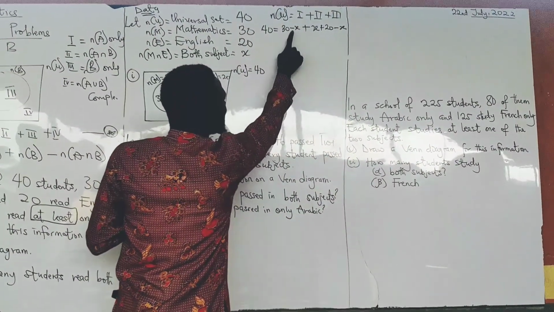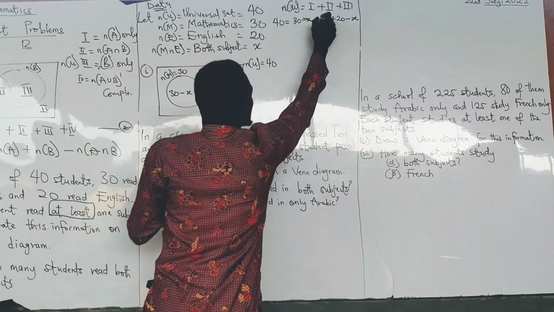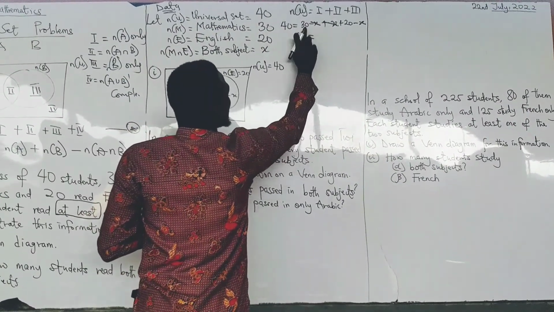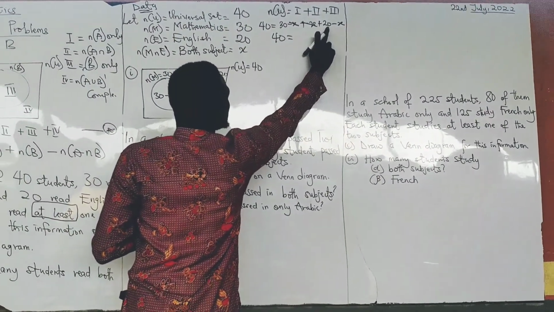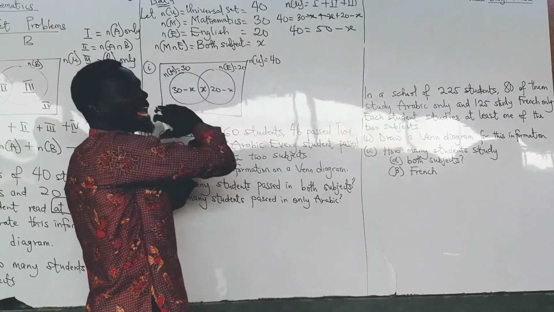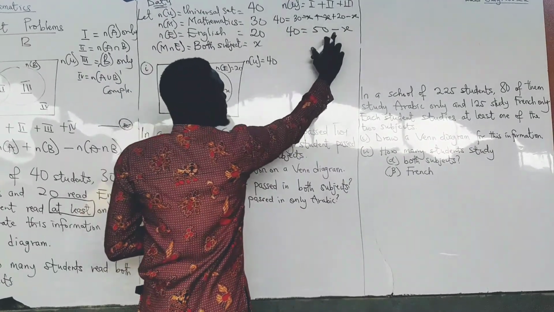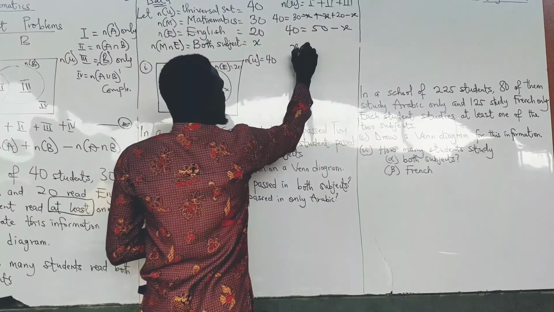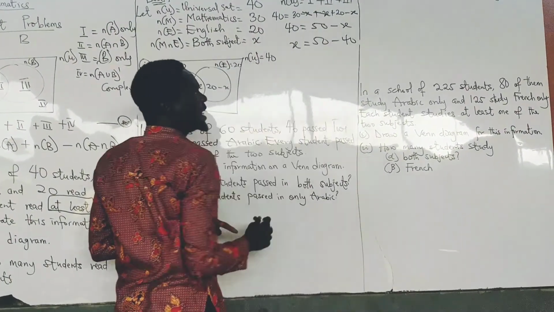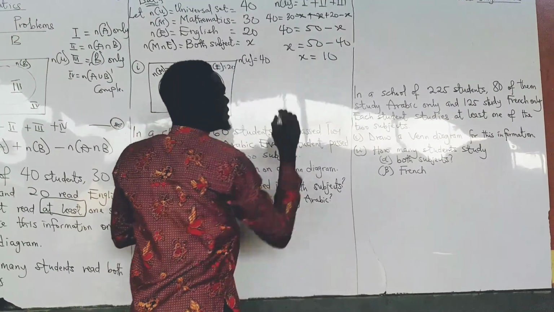But you notice that there's a negative x here and there's a positive x here. So this negative x will cancel the positive x. Now we have 40 is equal to 30 plus 20, giving you 50 minus x. Then you group like terms for x to stand alone. So if I want to move the x to this side, the negative here will change to positive. x is equal to 50, then the 40 will cross, giving me negative 40. Then you subtract. x is equal to 10.